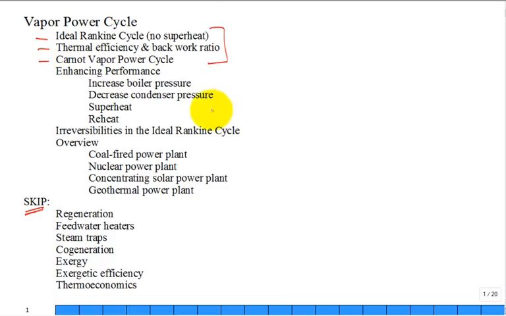We'll talk a little bit, as opportunity affords, about increasing the pressure of the boiler and decreasing the condenser pressure, how that improves performance and why, and then how we can add superheat. Reheat is not here this semester. No, skip reheat. It shouldn't be in the list.